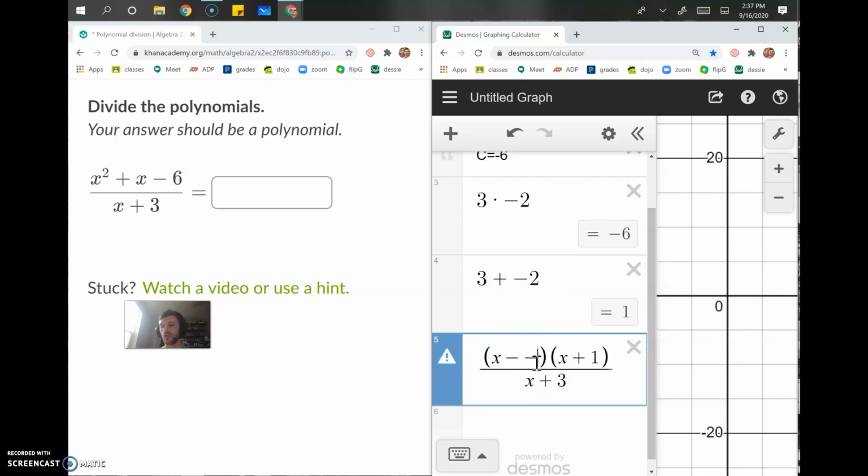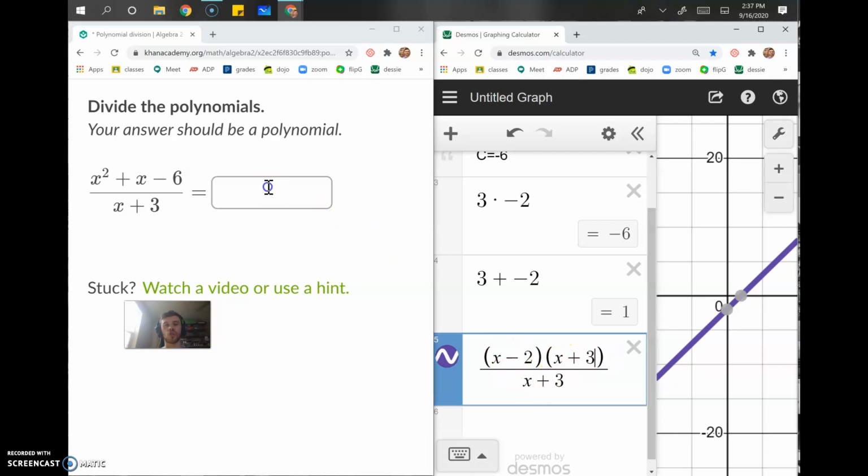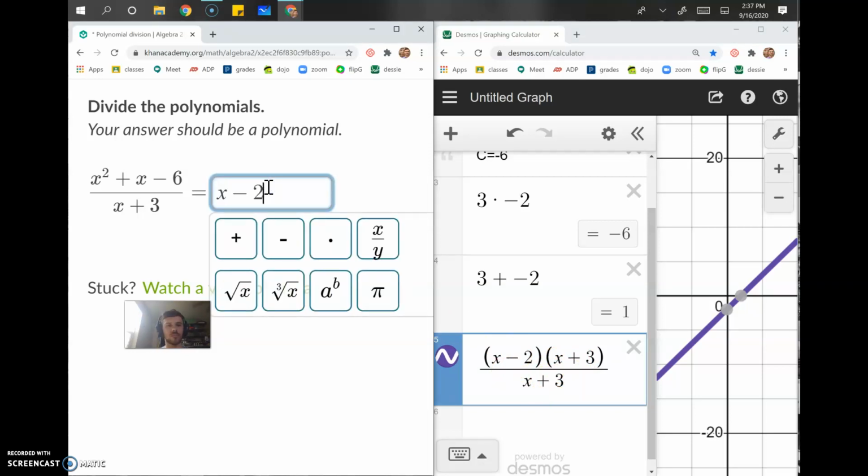So, negative 2 and positive 3. Dude, I cannot type right now. What is happening? Alright. X plus 3 divided by itself is 1. 1 times x minus 2 is x minus 2. Boom, done.